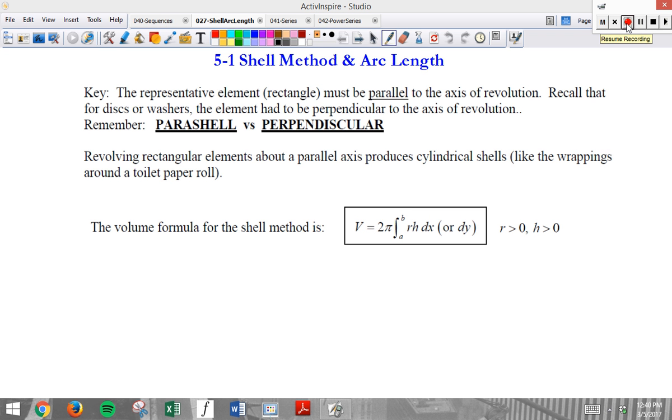Alright, today I'm going to be talking about shell method and arc length. I believe that if you're preparing to take the BC test, you attended this live at some point. There may be some people who missed out, but I ran this like 3 times that week, and I taught it back in December.